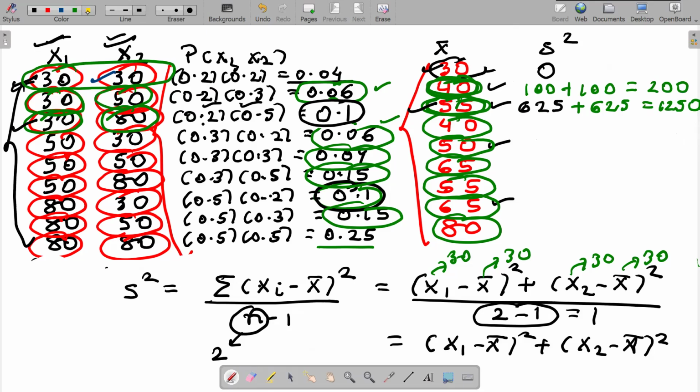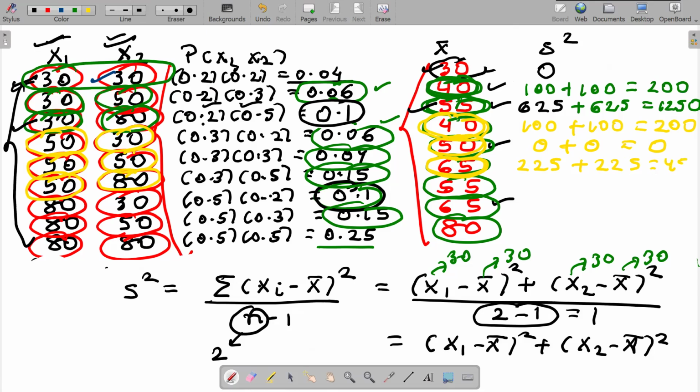Okay. Then we have in yellow color 50 minus 40 square, which is 100, plus 30 minus 40 square is again 100, which gives me again 200. Then again 50 minus 50 square is 0, plus 50 minus 50 square is again 0. 0 plus 0 is 0. Then 50 minus 65 is minus 15, square up 225. Plus 80 minus 65 is again 15. 15 square is 225. 225 plus 225 is 450.